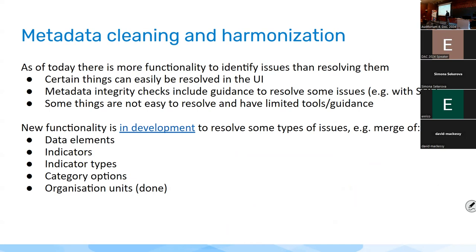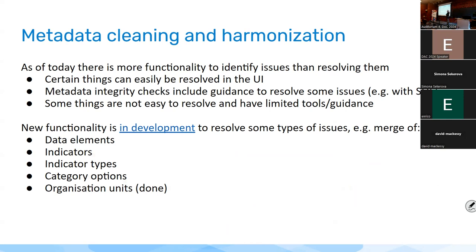But that is a priority. I mean, there are some things that are quite straightforward. You can go into the maintenance app and resolve it quite easily. Some other checks now have some guidance in the description of the issue that will tell you, okay, you have a space in front of all these names. You can use this in a SQL query to remove them like this. So there is a little bit of guidance in some of the checks.